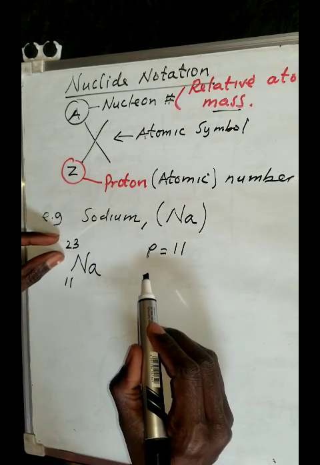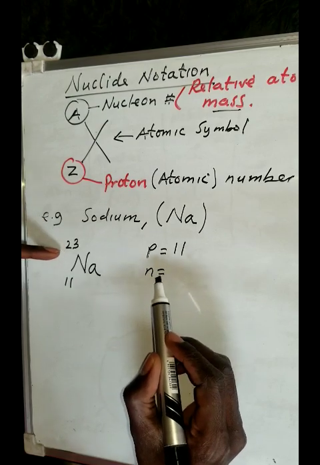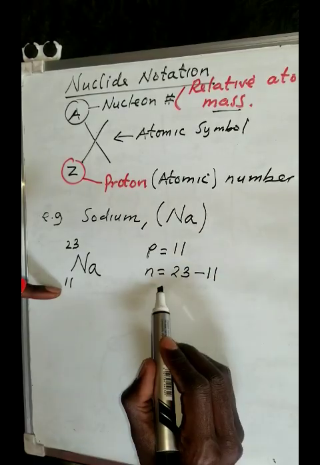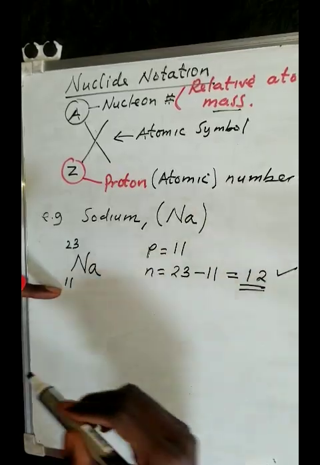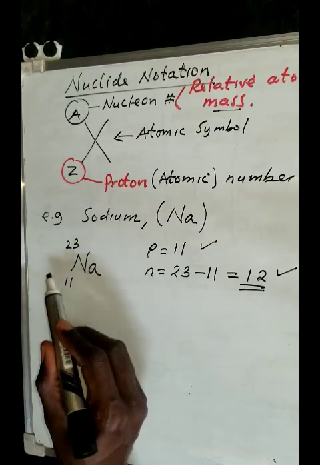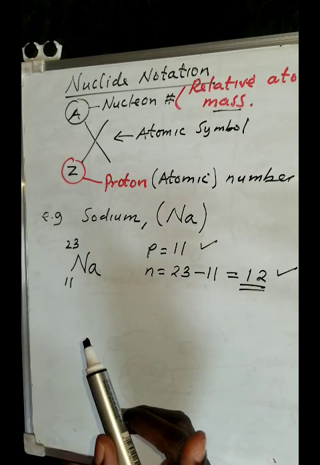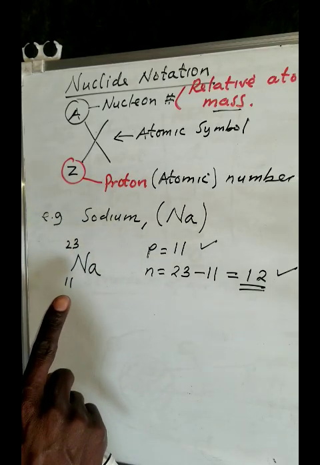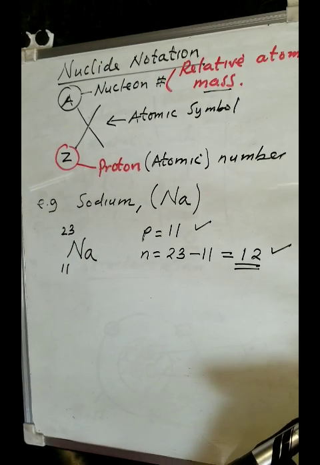And remember what we said, in order for you to get the number of neutrons, you simply get the nucleon number, the number on top, minus the number at the bottom there. And what is that going to give you? Well, that is going to give you 12. So there are 12 neutrons and there are 11 protons in the nucleus of the sodium atom, and that is what you need to remember. But I want you to understand in this case that when you write the nuclide notation, the smallest number will always represent the proton number.